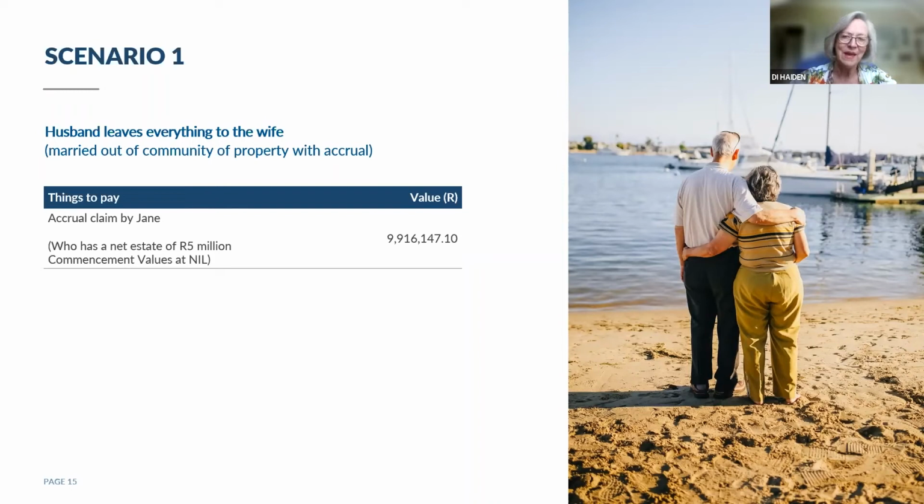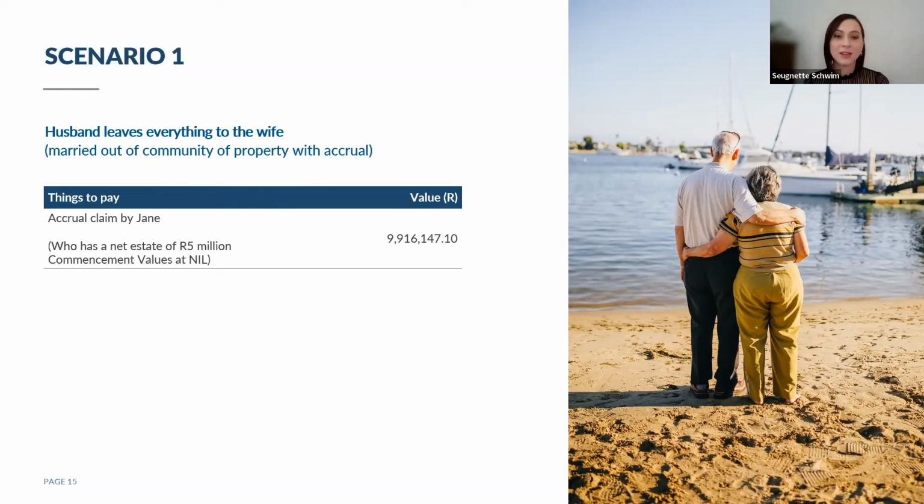So what we've got to pay is the accrual that is owed to Jane because she's married to Joe. And what's happened here is Joe's estate is worth 26 million. Jane's estate is worth 5 million because you've got to count it. And under the accrual system, you've got to balance it out. And it's because of that balancing out that Jane, who has the lower value in her estate, actually gets 9.9 million from the estate before you've looked at any of the assets, before you've looked at who's inheriting. She has the first claim. So Sinead, have I said enough? Is there anything you want to add there?